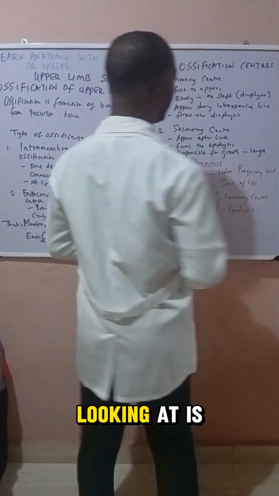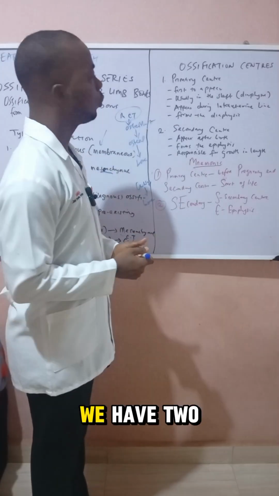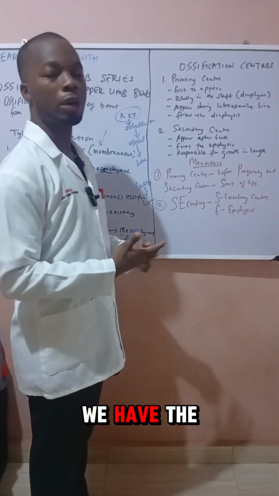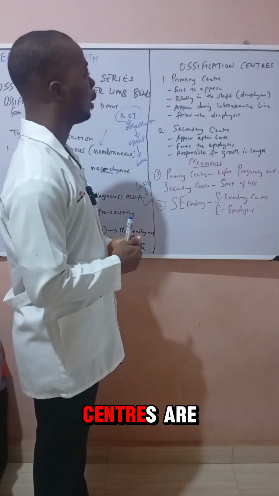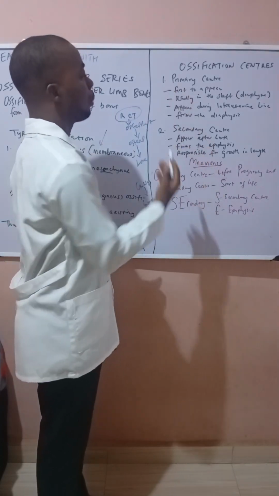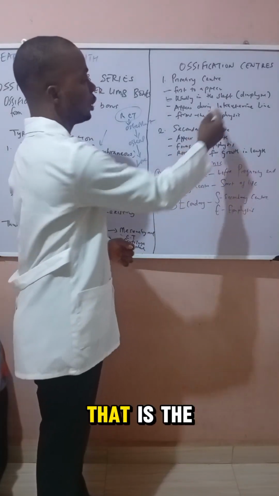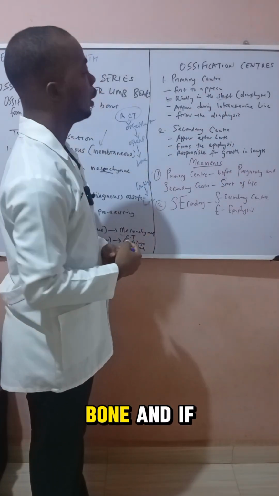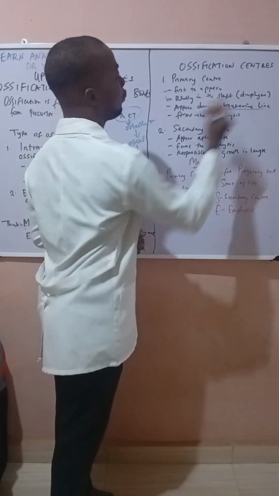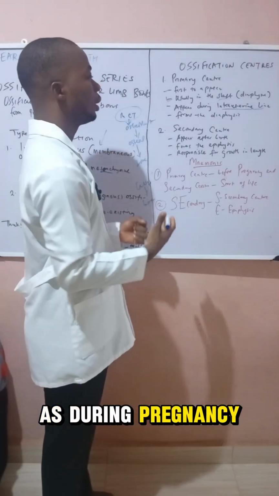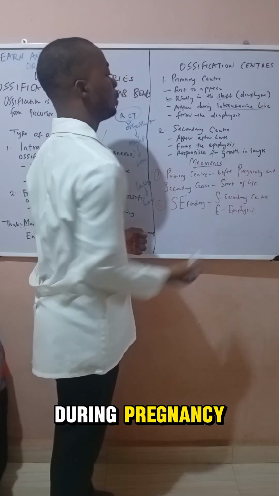Now the next thing we'll be looking at is ossification centers. We have two types of ossification centers. We have the primary center and we have the secondary center. Now the primary center is the one that appears first. It is usually seen in the diaphysis, that is the shaft of a bone. And if it appears first, it means that it will appear during intrauterine life, which means during pregnancy.